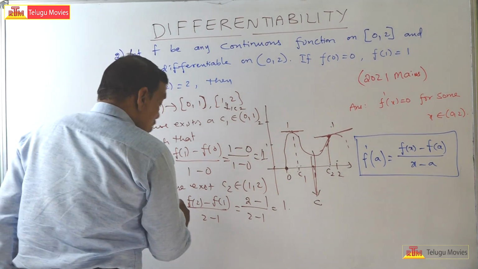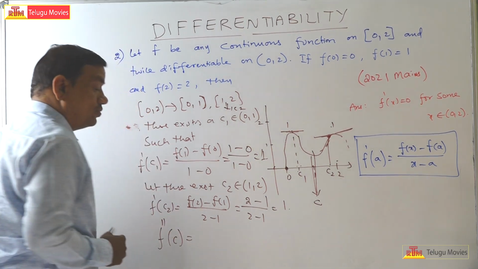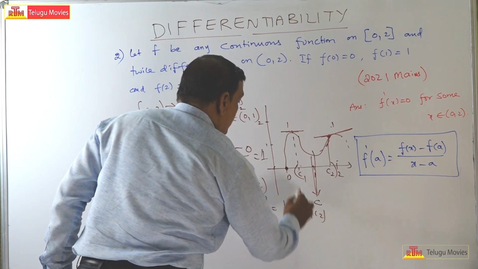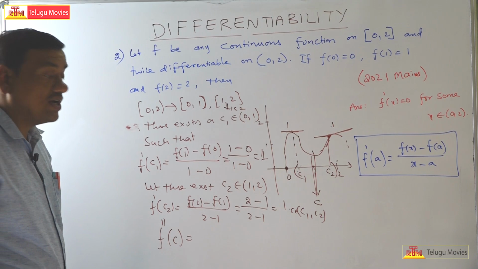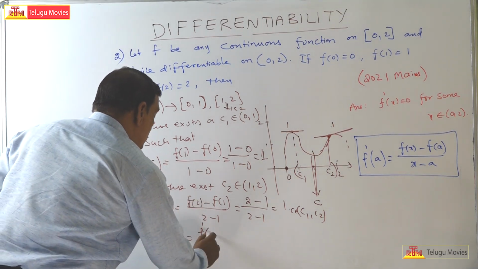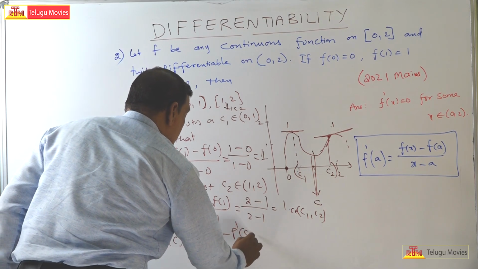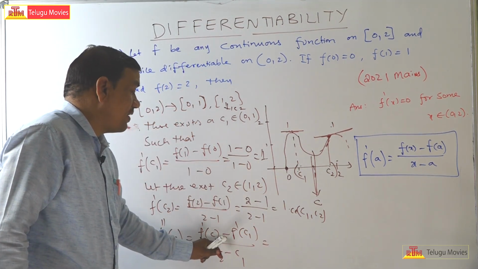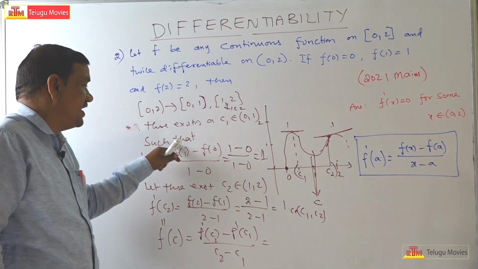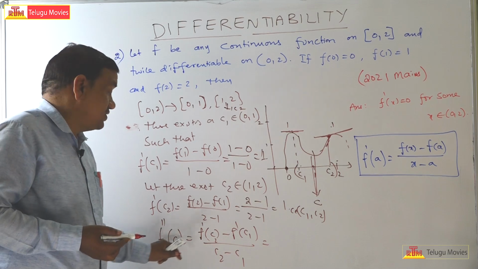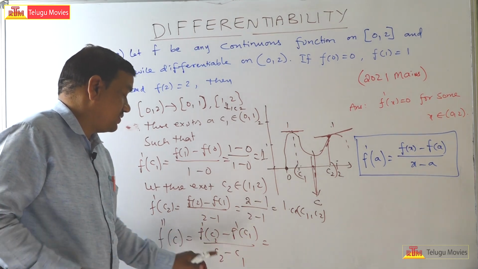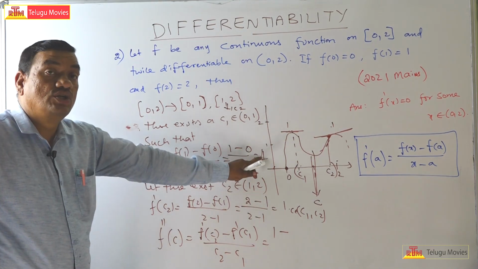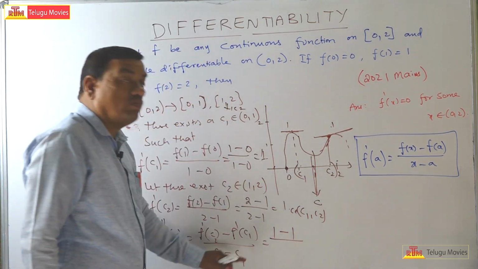What is that point? In the interval C1 and C2, C belongs to (C1, C2), and f double dash of C is equal to f dash of C2 minus f dash of C1 by C2 minus C1. f dash of C2 is 1, minus f dash of C1 which is 1, so it is 0 divided by C2 minus C1, where C2 minus C1 is not equal to 0.